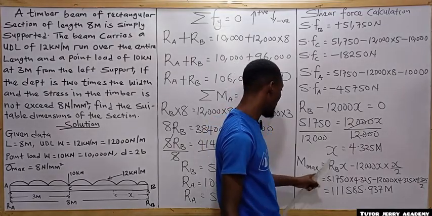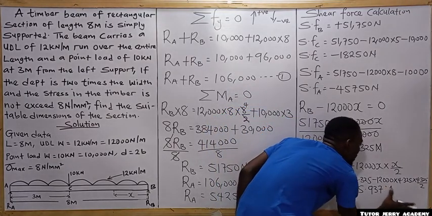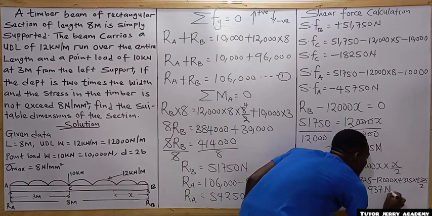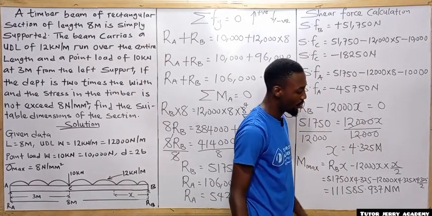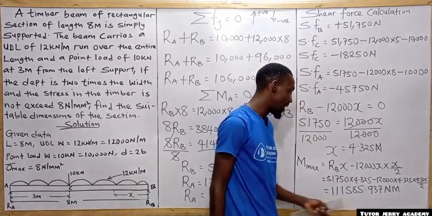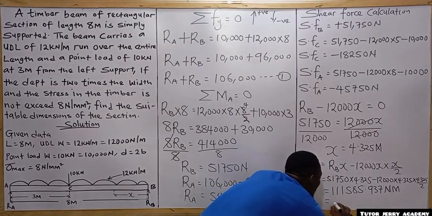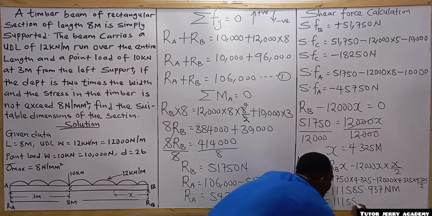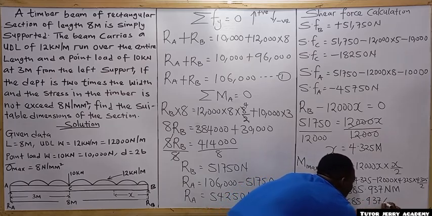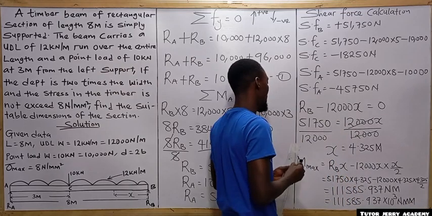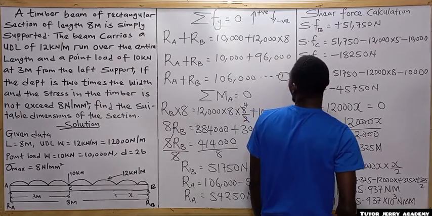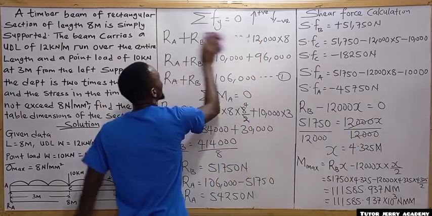This was supposed to be Newton meter because this is maximum bending moment. All right. But you can decide to take it to millimeter. If you multiply this by 1,000, it's going to be 11585.937 times 10 to the power of 3 Newton mm. So here is our maximum bending moment. All right. So we are going to clean this side.